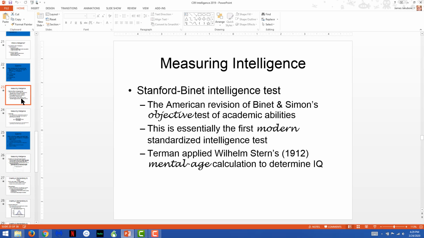The revision of Binet and Simon's test for academic abilities becomes the Stanford Binet, and the scaling form for the intelligence test actually follows a mental age calculation, which is no longer used. Also note that this mental age calculation was created in 1912. That was 4 years before the Stanford Binet came out. So this concept of a mental age was actually applied to even earlier forms of intelligence tests, which we don't even see any longer.